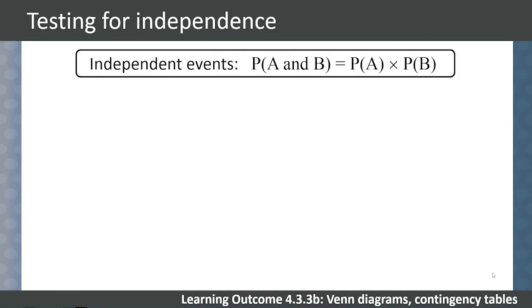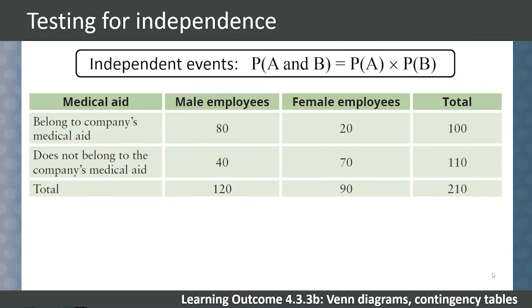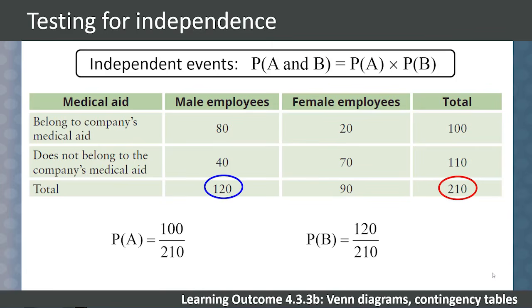Let's check whether a person belonging to the company's medical aid is independent of their gender using the information in this table. First, let's calculate the probability of event A, that a randomly chosen employee belongs to the medical aid. The probability of A is 100 divided by 210. Let's leave it as a fraction for now. Then we calculate the probability of event B, that an employee is male. The probability of B is 120 divided by 210.